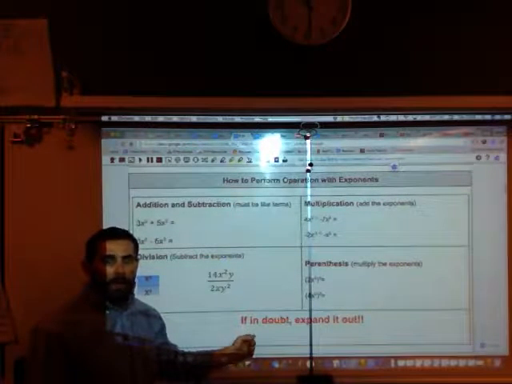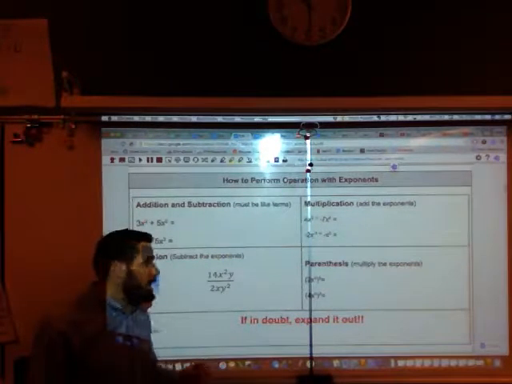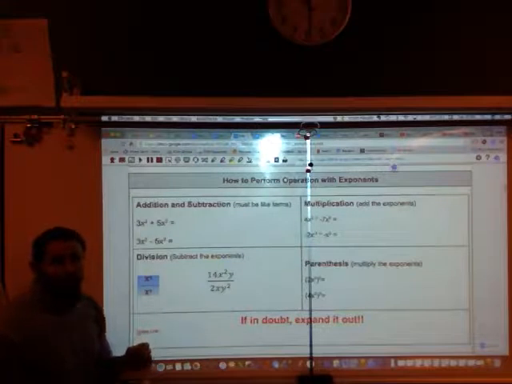But if ever in doubt, like you can't remember the shortcut, if in doubt, expand it out. So I'm going to show you what I mean by expanding them out. So let's go through these now.